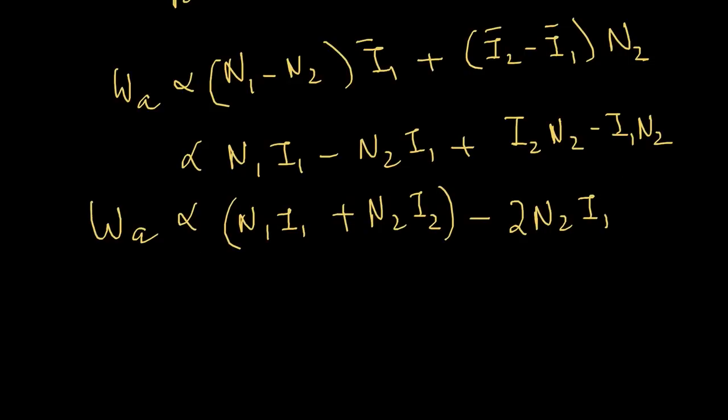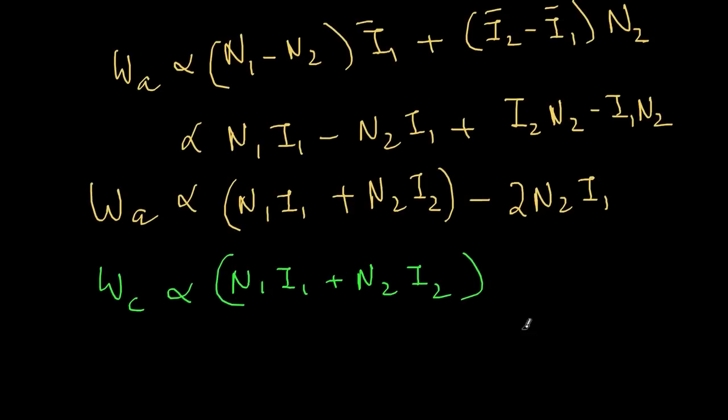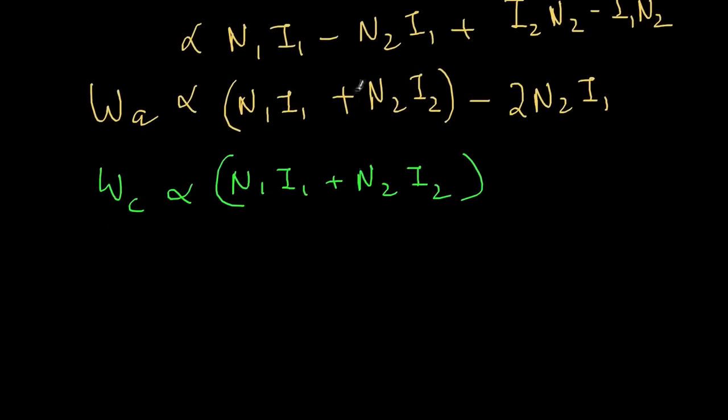So what about the weight of a regular transformer, the weight of a two winding transformer? That is proportional to N1 I1 plus N2 I2. Assuming a regular two winding transformer, this is the total ampere turns on the primary and secondary side. Now if I take the ratio of the weight of the auto transformer divided by the weight of the two winding transformer, W2, the weight of the copper, I just divide these two.